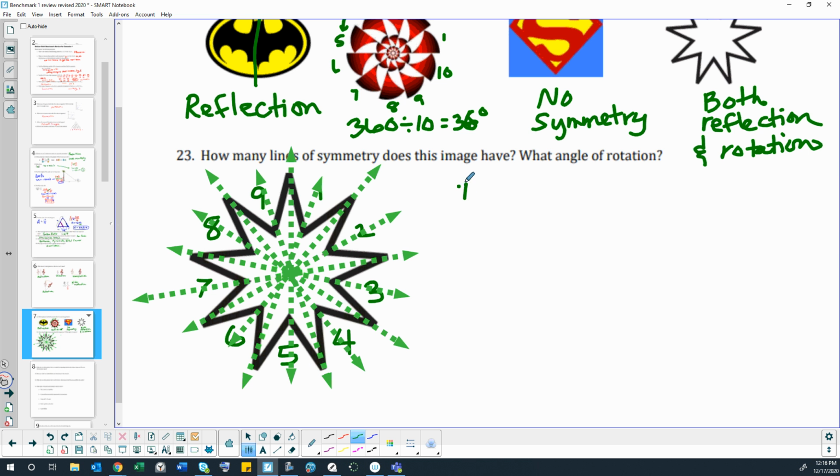So we can do our angle of rotation by taking 360 degrees and divide by 9. And that gives us 40 degrees for each rotation. Each time it rotates onto itself, it's 40 degrees.